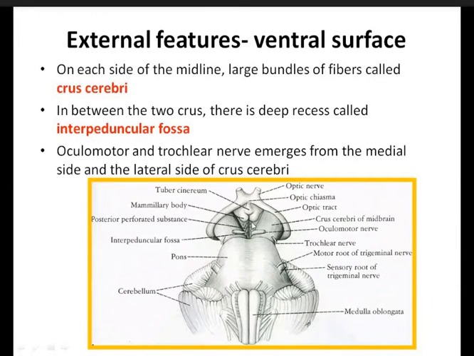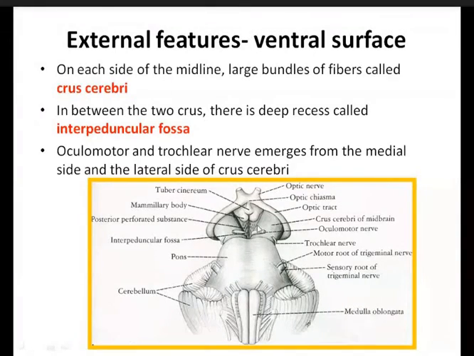This deep recess or depression is known as the interpeduncular fossa. In between the two crura cerebri is the recess or depression known as the interpeduncular fossa. Here we can see the boundary of the fossa. This is the optic nerve having the decussation, so optic chiasma, optic tract, and the crura cerebri and the upper surface of the pons.